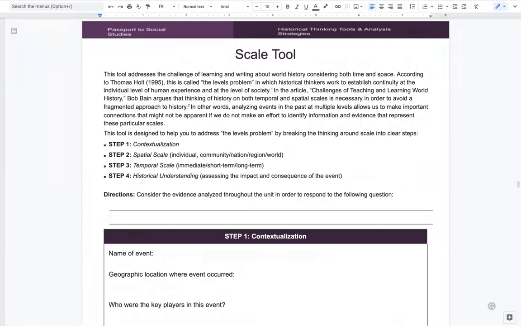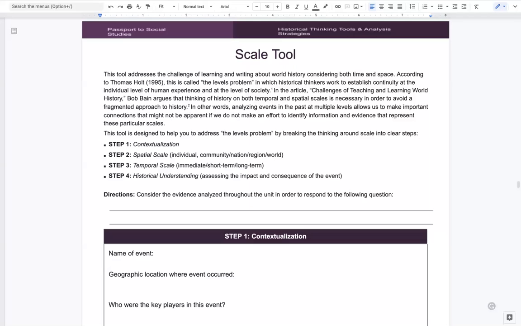One of my favorite quotes by David Christian is that unlike map makers, historians have to worry about scale in time as well as space. And this tool is a perfect way for us to navigate all those levels of history. The 4 steps are in front of us here.